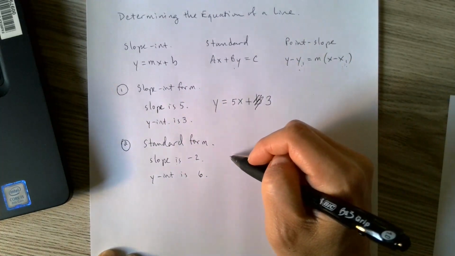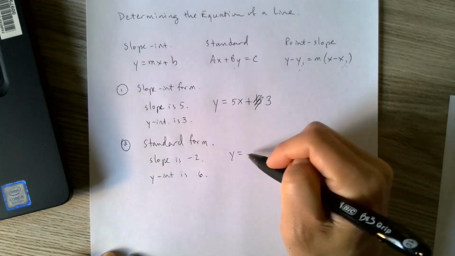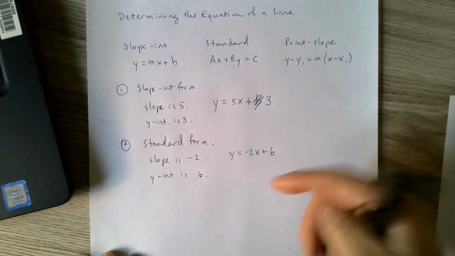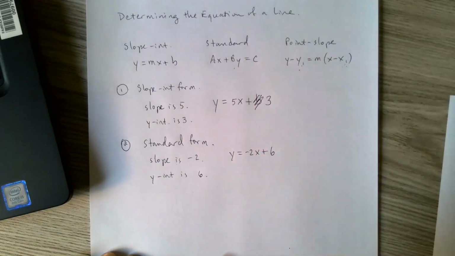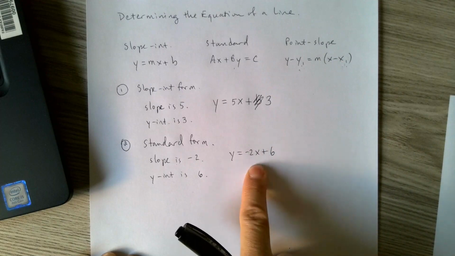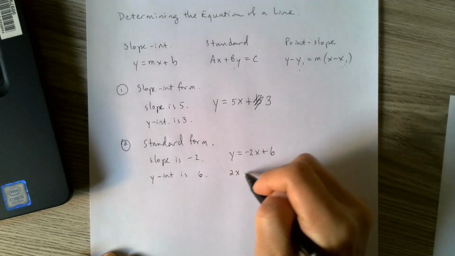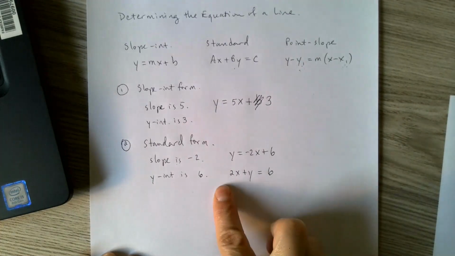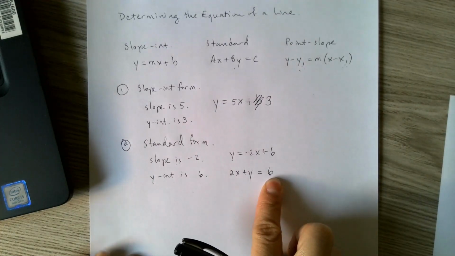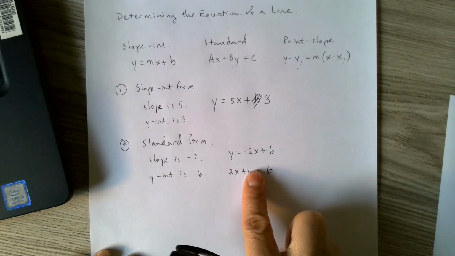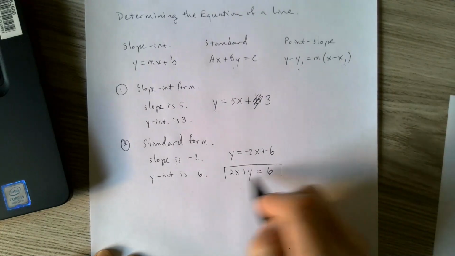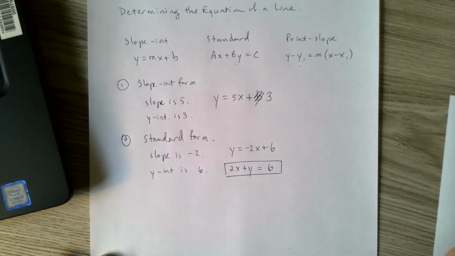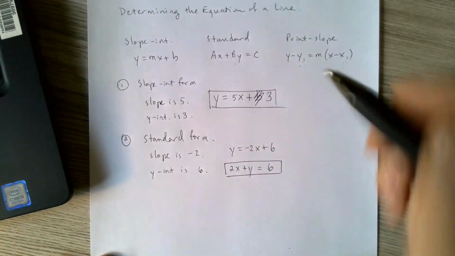So the slope-intercept form of this is very easy to get. There it is. And now I'm going to take this and put it in the standard form by adding 2x to both sides. Everything's in integers already, so it actually only took one step. So that's the equation of the line in standard form. And I'll box all the answers.